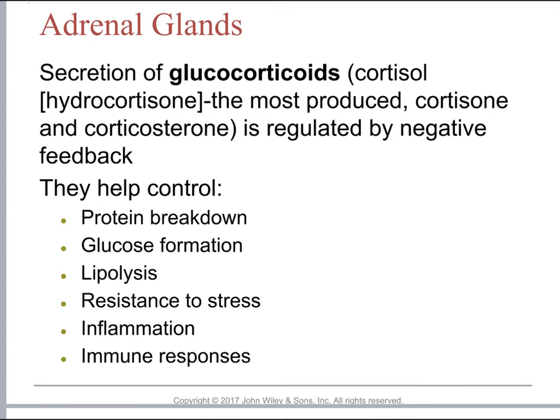Now again, we put to type what we talked about before. Cortisol, hydrocortisone, this hormone in this class of glucocorticoids, is the most produced, and is regulated by negative feedback. What does it do? And again, just putting it to type what we talked about before, it helps protein breakdown, glucose formation, lipolysis, resistance to stress. We've talked about its effect with inflammation and the clinical connection between cortisone and immune responses.